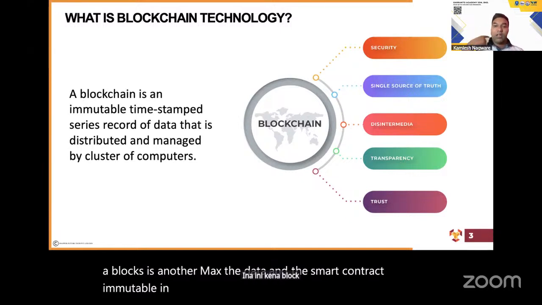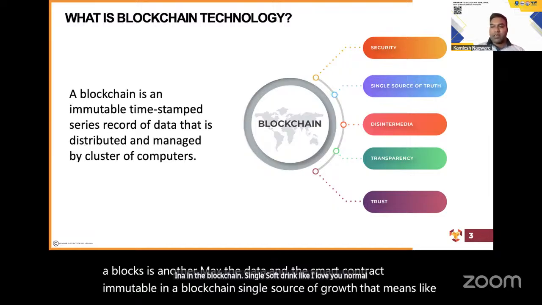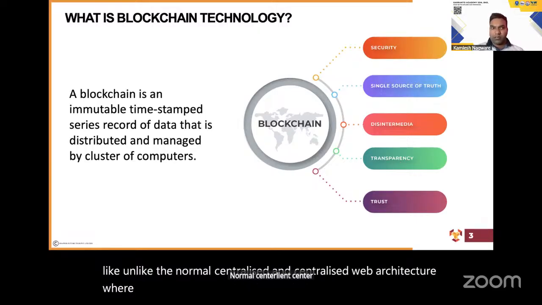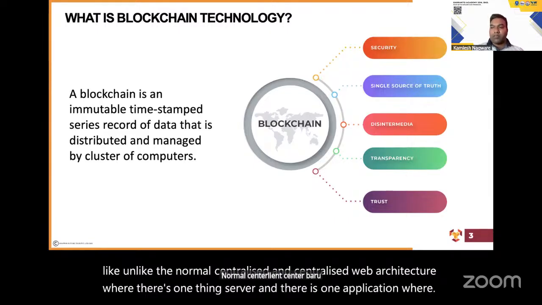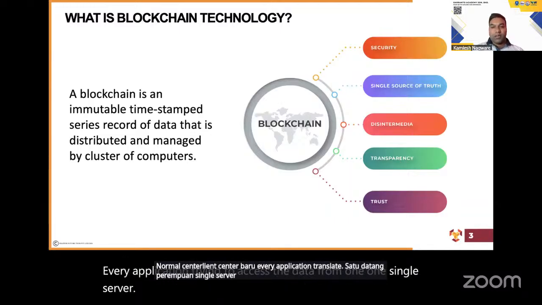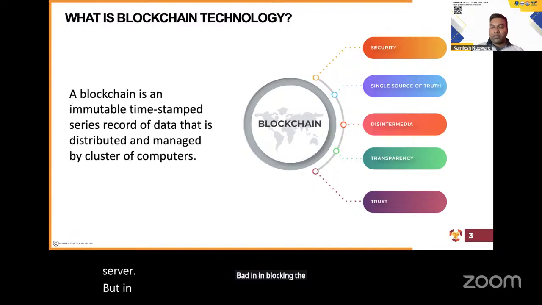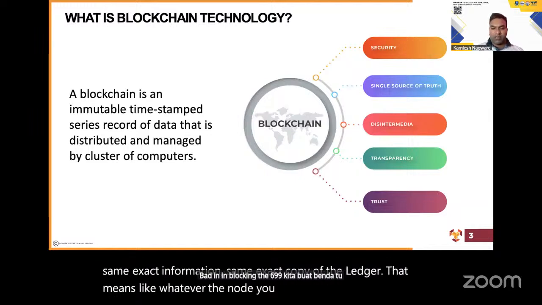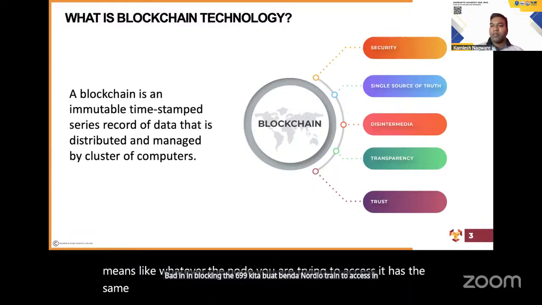Single source of truth. Unlike the normal centralized web architecture, where there is one server and one application, and every application tries to access the data from that single server, in blockchain a number of servers hold the exact same copy of the ledger. That means whichever node you access, it has the same information or same data.